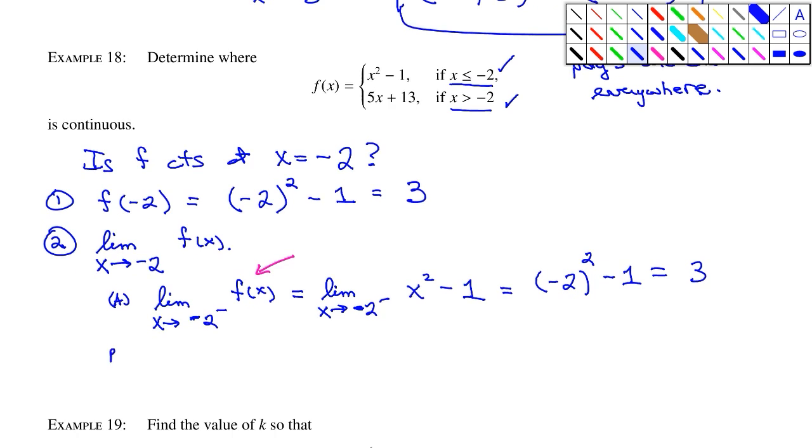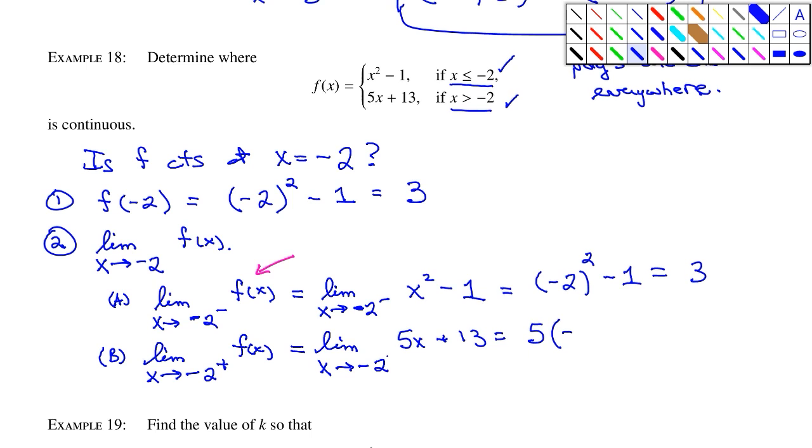And then B, the limit as x goes to -2 from the right of f of x. Which piece of the function is on the right side of -2? It's the bottom one, so it's 5x plus 13. Again, we can just plug this one in. So it's 5 times negative 2 plus 13, and that is also 3. Oh, well, that's great news.